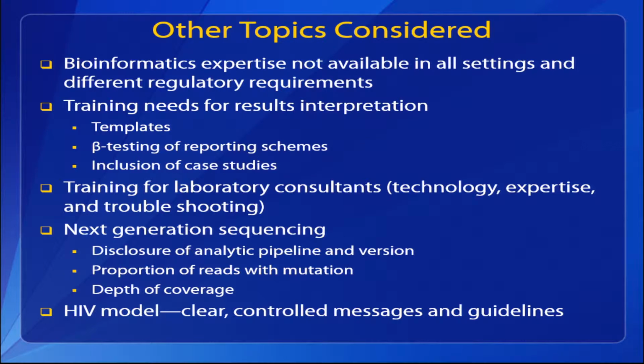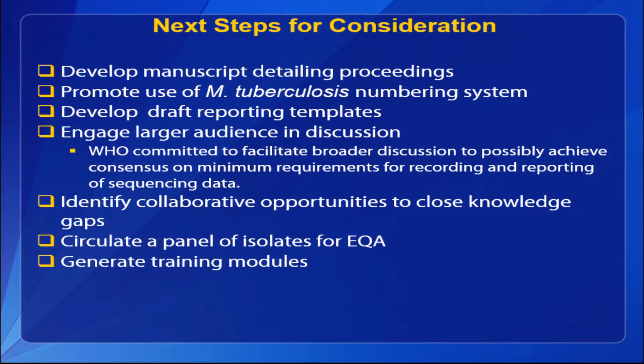Training for laboratory consultants that may be helping to implement these types of technologies so that they have the expertise that they need, and also the ability to provide troubleshooting. And then for next generation sequencing, other things that we considered for the report are disclosure of the analytic pipeline that's used and the version of that, the proportion of reads with a particular mutation, and the depth of coverage. Those things may become important as well. And as I mentioned, the HIV model, in terms of the clear controlled messages and guidelines, we can look to that to help shape our thinking as we move forward.